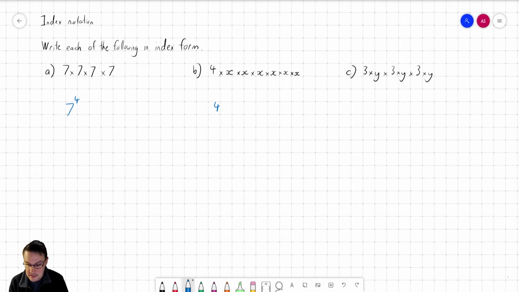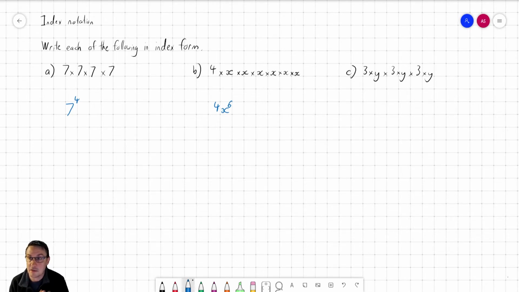Now we can see here that X is our next part, and remember, using algebra, we get rid of multiplication signs. So we're going to have 4X, and X is going to be the base in this instance. But we do need to work out how many X's we have here. If we count each of them up, we've got 6 X's in total. So that means the power for that X is going to be a 6. That's the second one done.